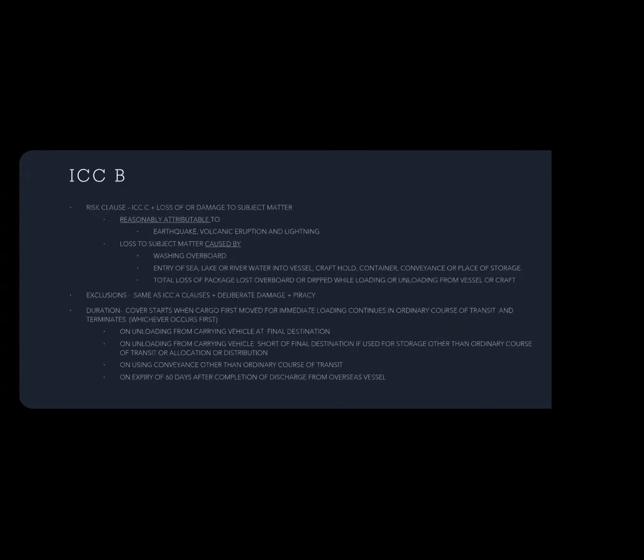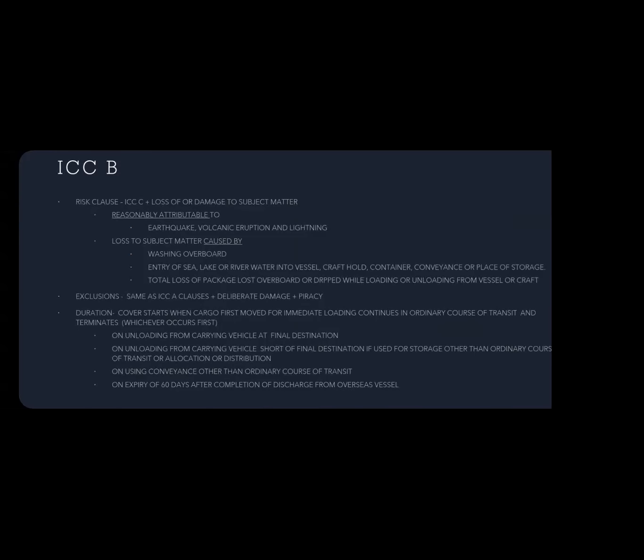Now we will move on to ICCB. Now ICCB is slightly wider coverage than ICCC. However, ICCB has some additional perils. It is a named peril policy, and unlike ICCA, the coverage is restricted compared to ICCA. Once again, all the perils which are covered under ICCC are covered under ICCB. In addition to that, there are some perils that we are discussing. Number one is loss reasonably attributed to earthquake, volcanic eruption, and lightning. So it is covered only under ICCB.